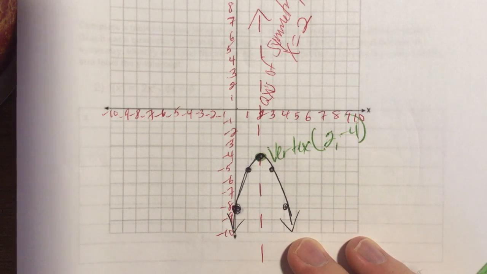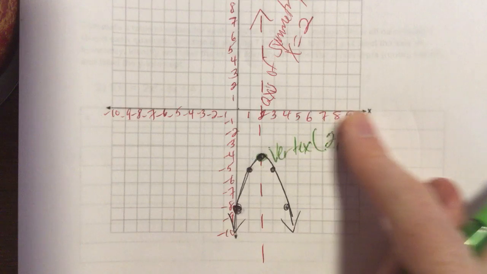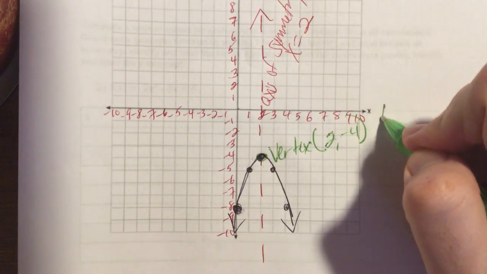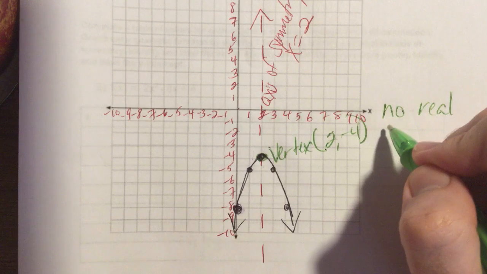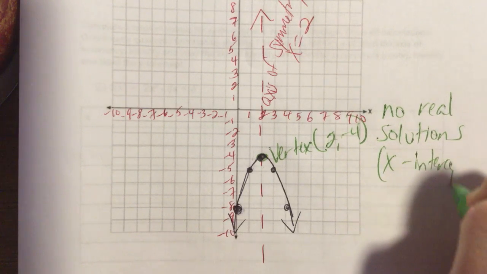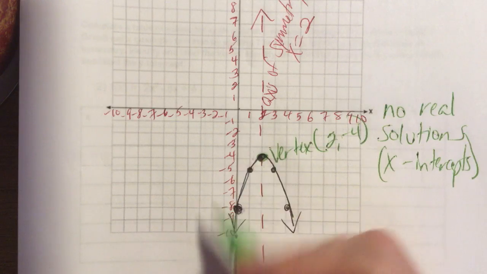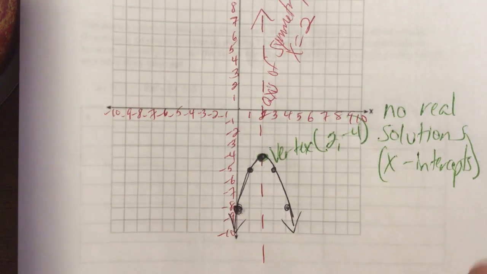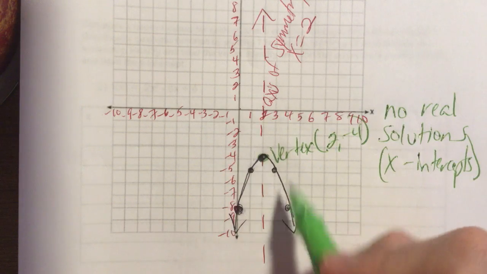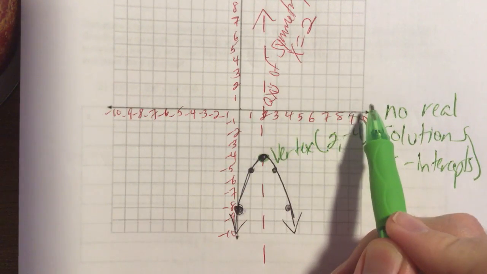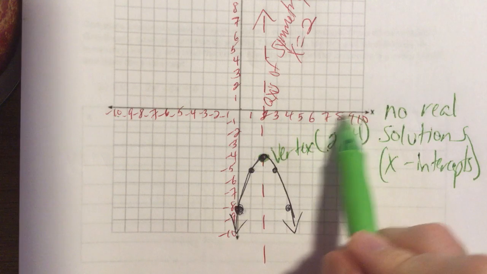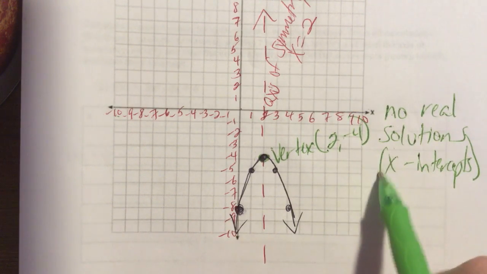Okay, it also says to identify and label x-intercepts. Now, if you look here, this graph is not going to cross the x-axis. So what that means is there are no real solutions or x-intercepts. That does not mean that there are no solutions in general. In Algebra 2, you're going to learn more about that, but for the purpose of Algebra 1, what you have to realize is this graph does not cross the x-axis, and that's okay. It's still a quadratic function. It's still a parabola. It just doesn't cross the x-axis, so that means that there are no real solutions or x-intercepts.